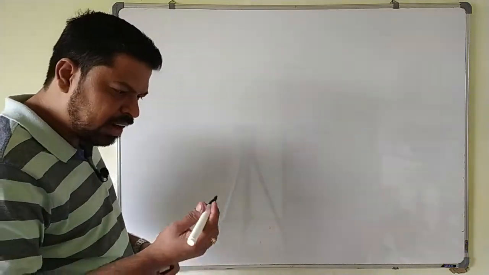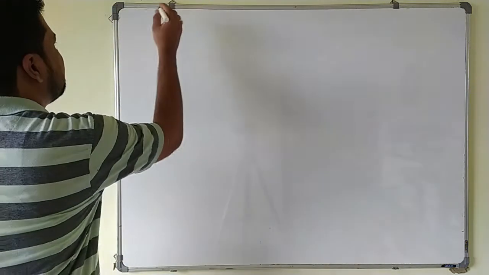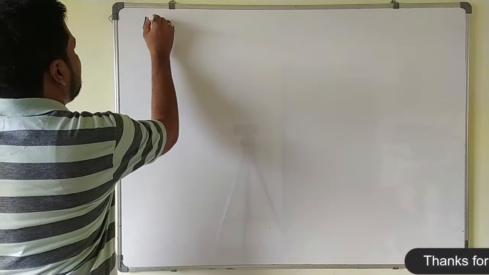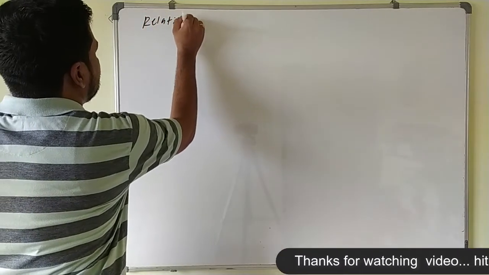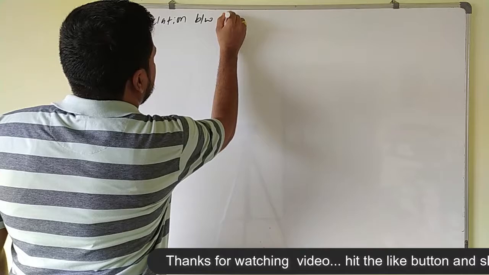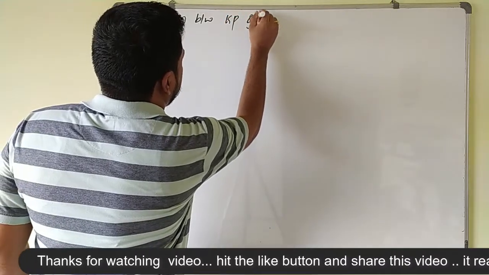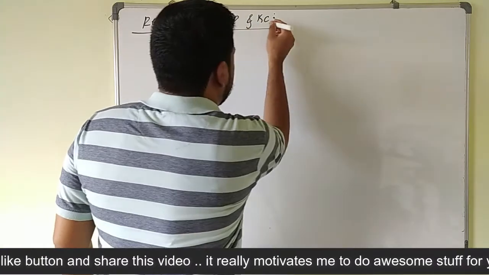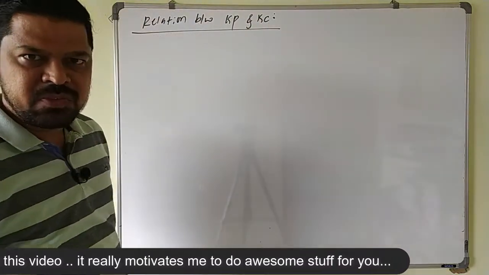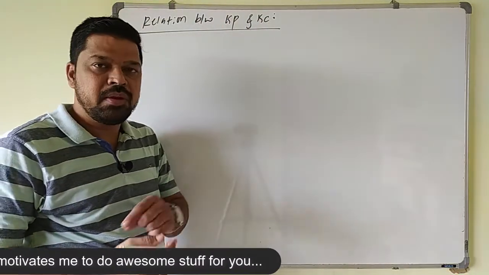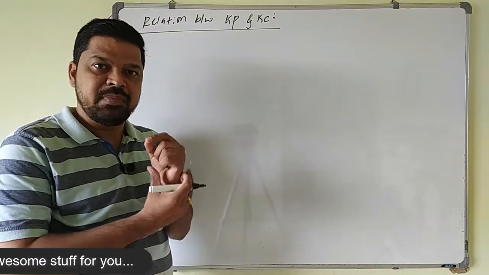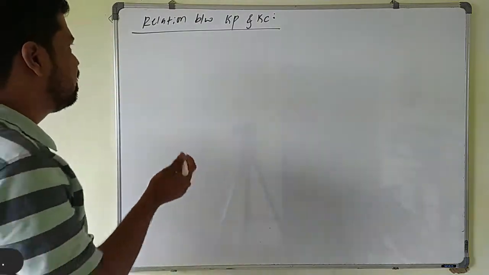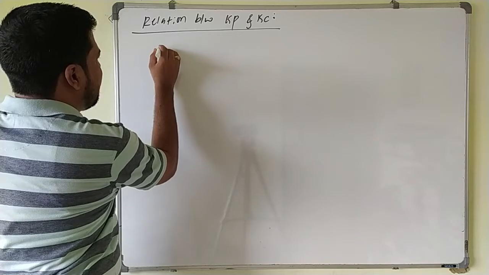So now, relation between Kp and Kc. Already we know what Kp and Kc are. Kc is the equilibrium constant in terms of concentration. Kp is the equilibrium constant in terms of partial pressure of gaseous reactants. Now we will consider one reversible reaction here.